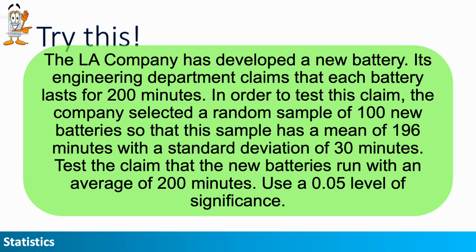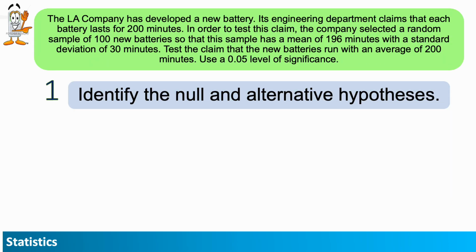That's the claim. So the null hypothesis is always no change or no difference, so your null hypothesis is that mu is equal to 200. Since there are no specifics here on whether you're concerned that the battery will last less or more than 200 minutes, then your alternative hypothesis would be that it's not equal to 200 minutes.